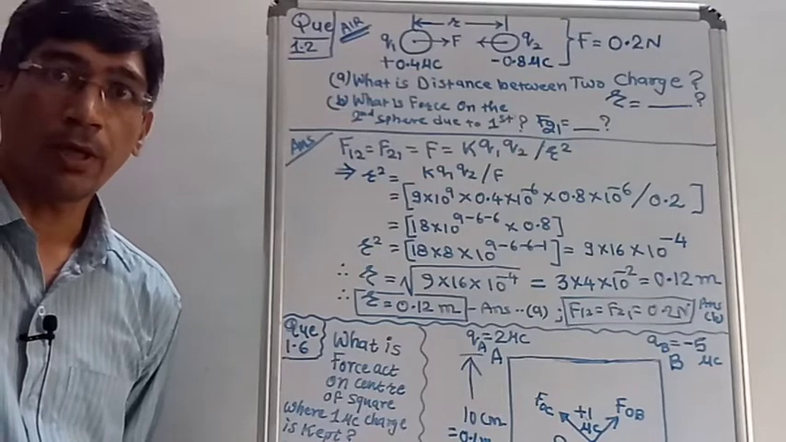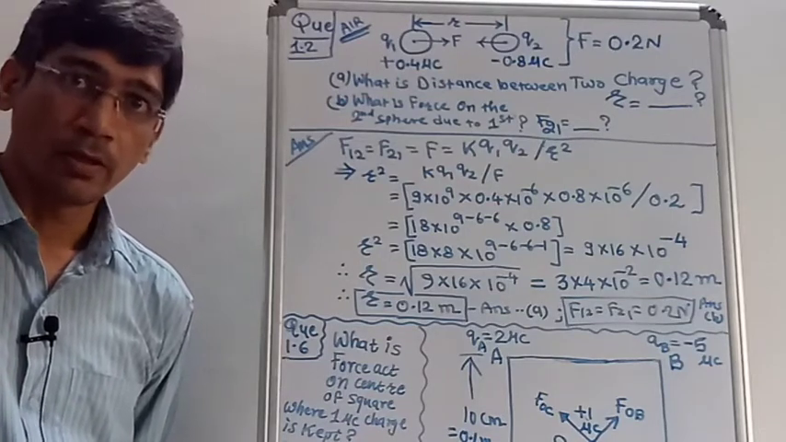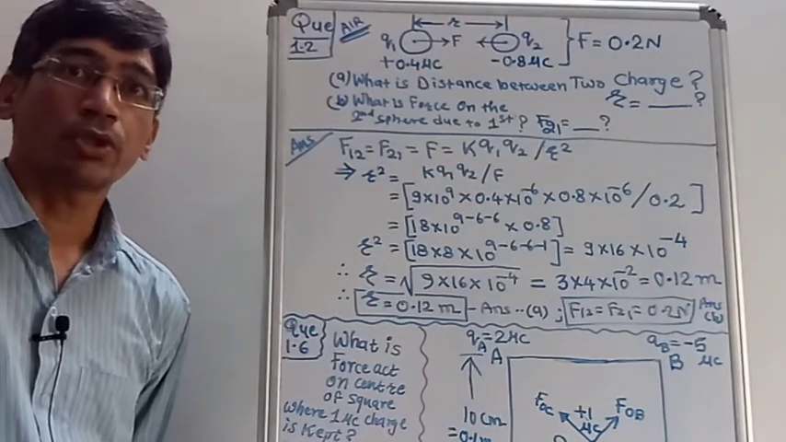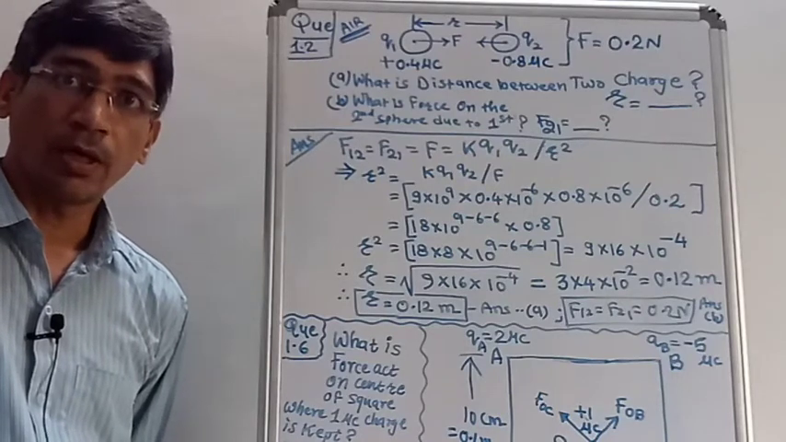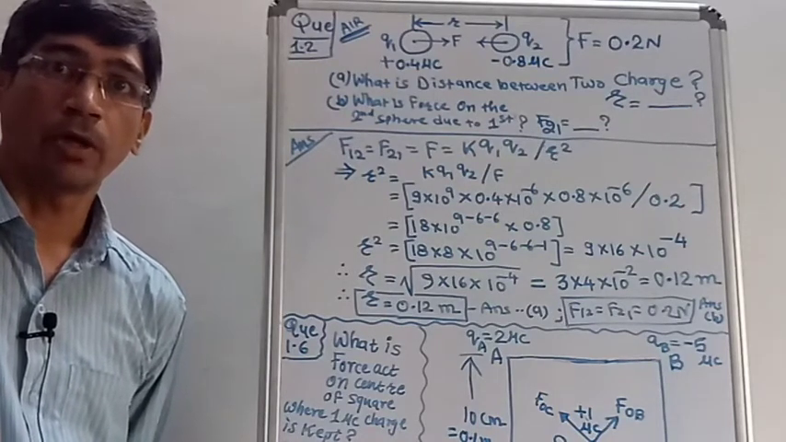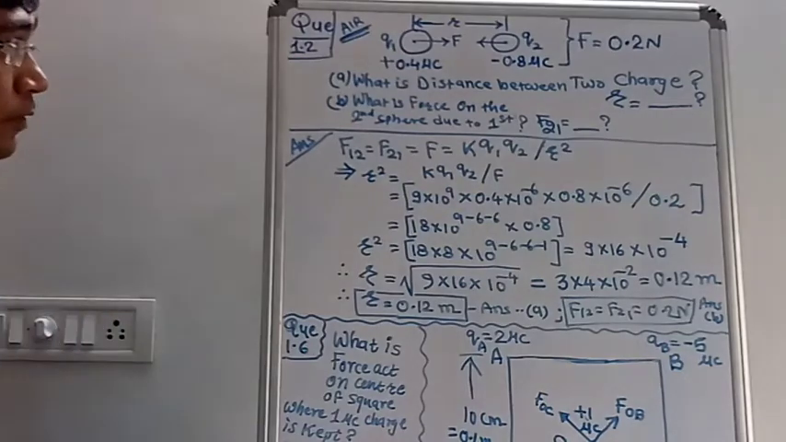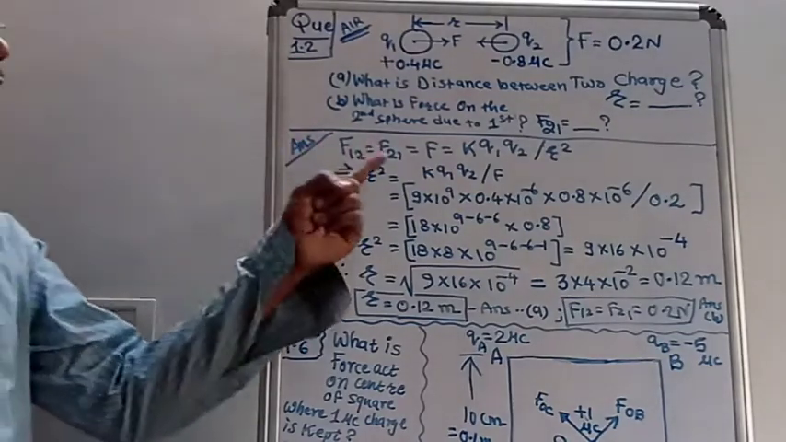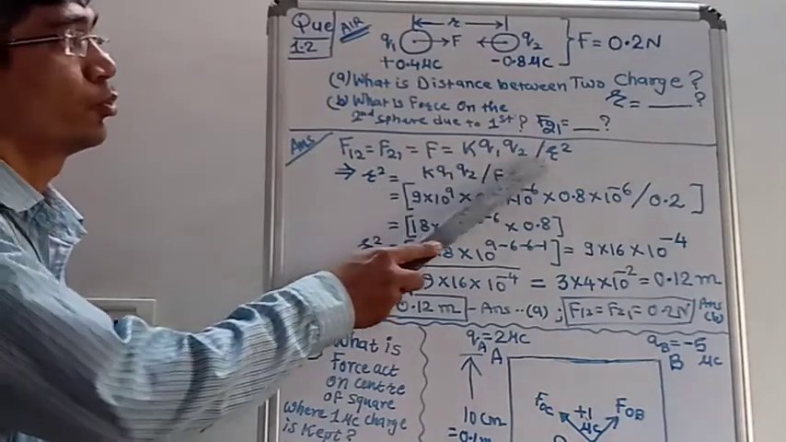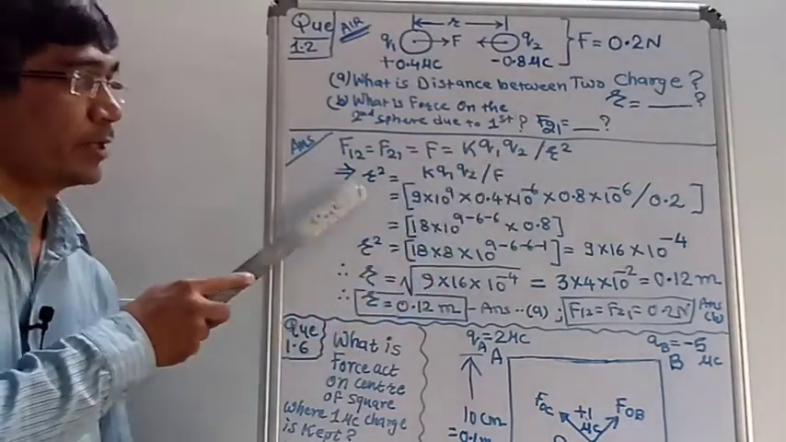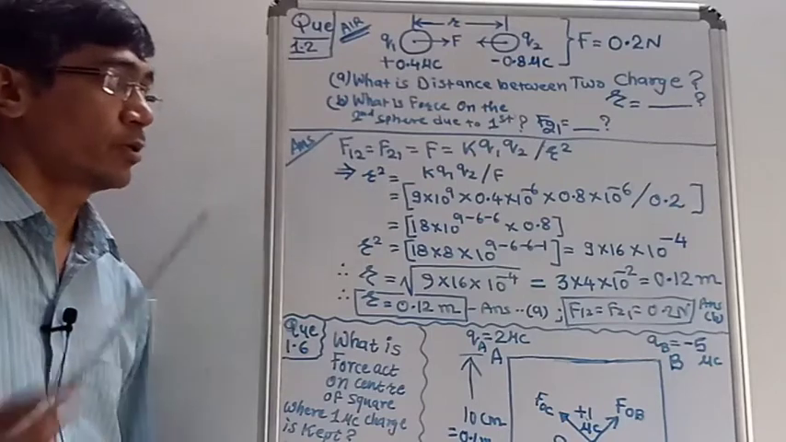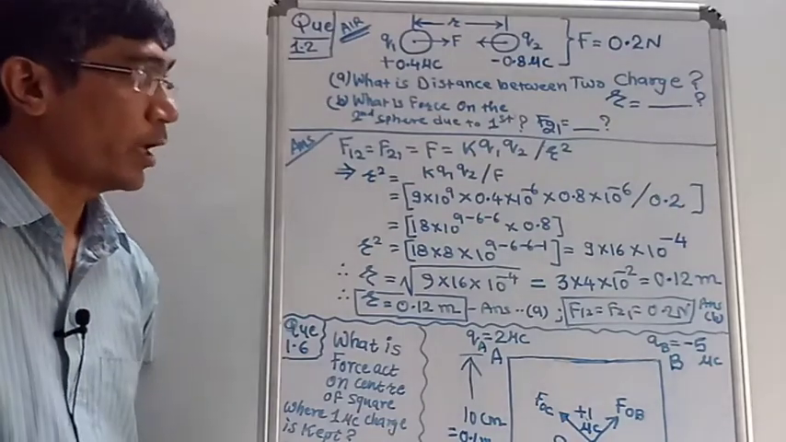F is equal to k q1 q2 upon r square, where k is the proportionality constant and the value of k is 9 into 10 raised to 9 unit. So here we are using the equation F is equal to k q1 q2 upon r square. From that we get the equation r square is equal to k q1 q2 upon F.